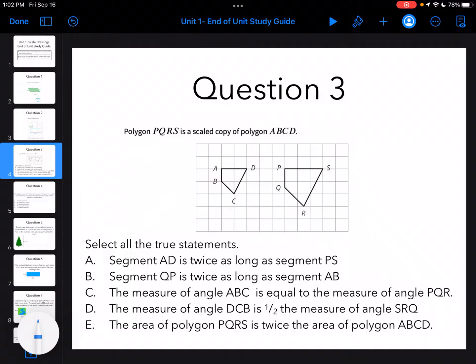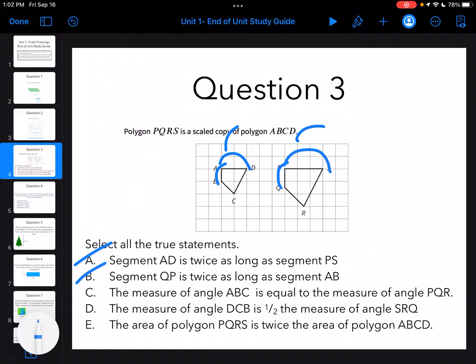For the next one, it says select all, and there's going to be questions on your test that are select alls, and they're going to be worth more points than just your traditional question because each answer choice is worth 1 point. So select all the true statements. Segment AD, so this segment, is twice as long as segment PS. Well, this segment is not 2 times as long as this segment. So A is out. Segment QP is twice as long as AB. Well, that's not true because it's 1.5 times.